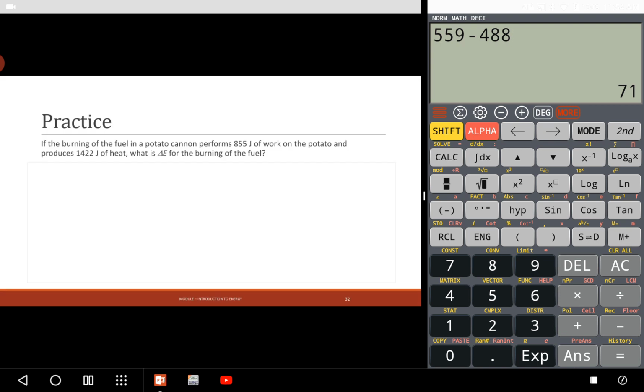Here's another practice problem. If the burning of fuel in a potato cannon performs this many joules of work on the potato and produces this much heat, what is delta E for burning the fuel? That is the system. Go ahead and pause the video here, work this out, and unpause the video when you're ready to check yourself.